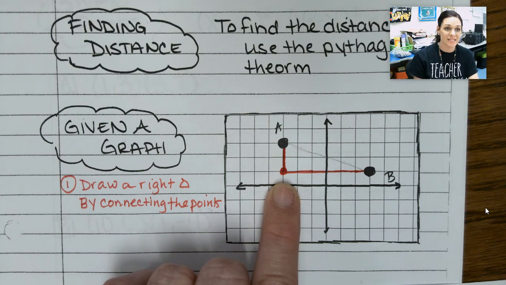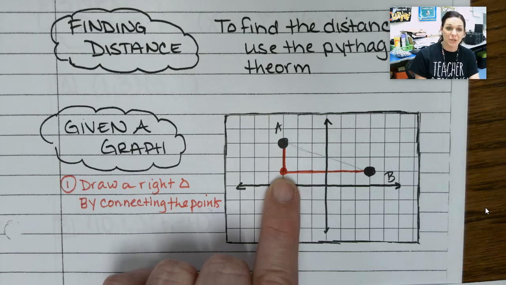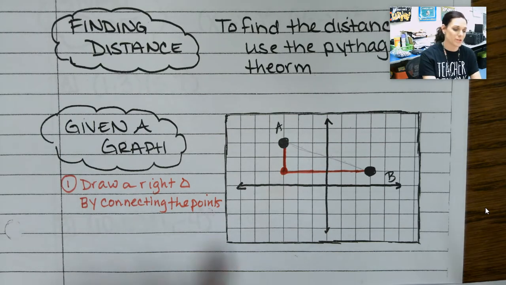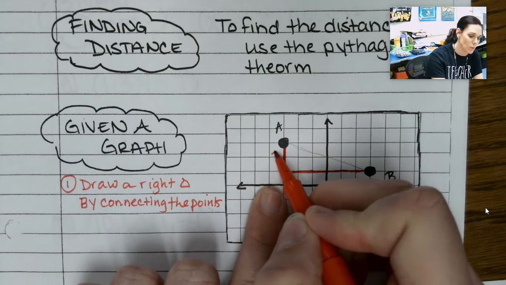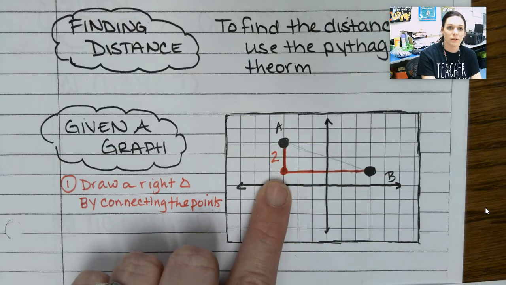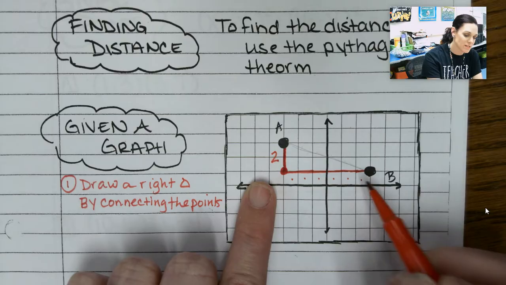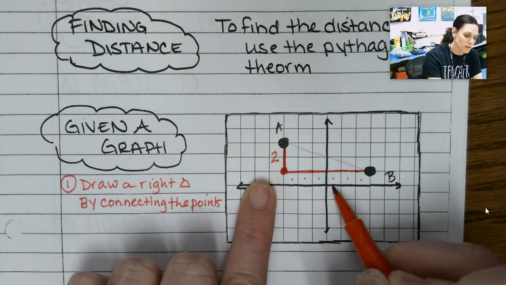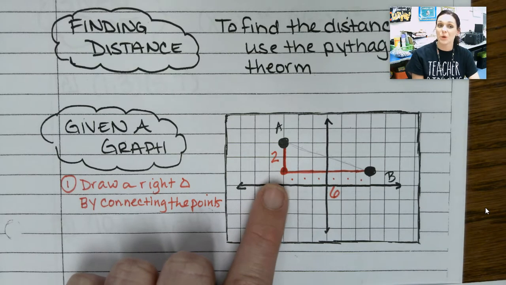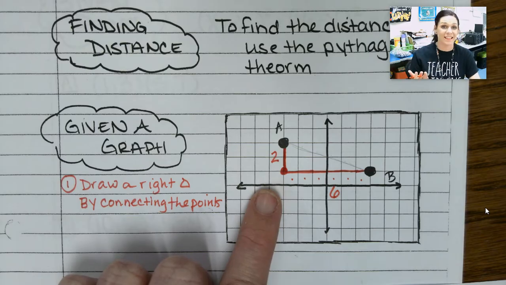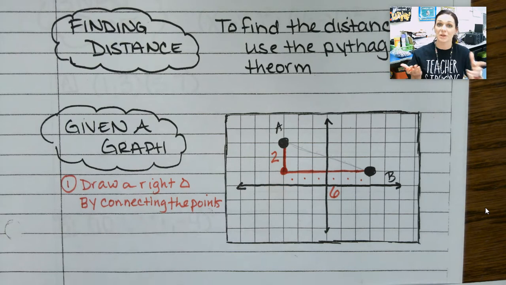All right. So next thing I'm going to do is count the squares. So I have 2 squares here, and I have 1, 2, 3, 4, 5, 6 squares as this other piece. Now notice I counted the squares, not the lines. So I have 6 squares that make that line segment.